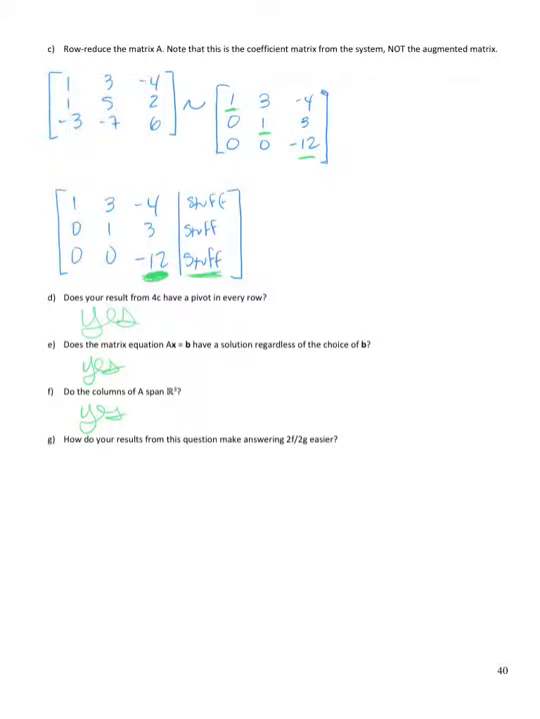So how do the results from this question make answering 2E and 2F easier? The pivot. You just want to look at the pivot in every row. That tells you whether the columns span the entire space and if there's a solution regardless of the choice of B.